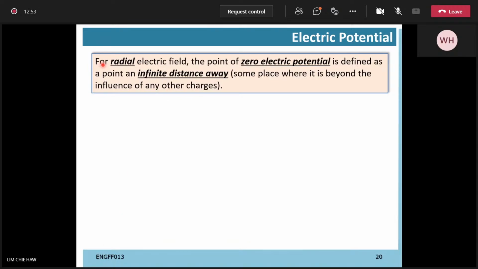For a radial field, there will be a point of zero electric potential. It is always defined as a point at infinity, a point that is very far away. From the point where we set up the electric field, if you go to a very, very far distance, this will be the infinity. This infinity point basically gives us zero electric potential.